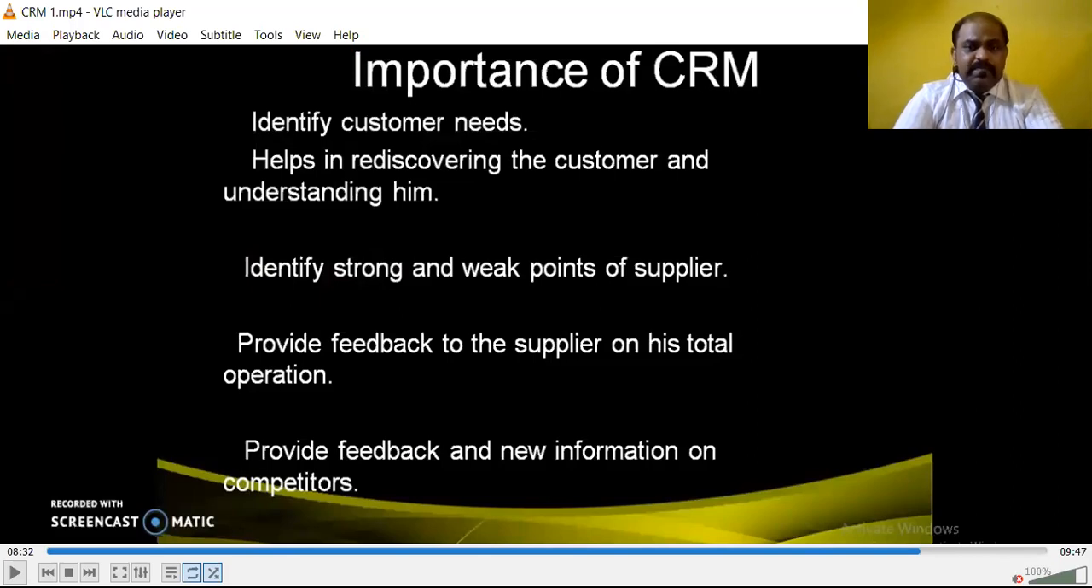The first importance is identify customer needs. You know the definition of marketing. Marketing is a management process of identifying, anticipating, and satisfying customers' requirements profitably. मैं फिर से रिपीट करता हूं. Marketing is a management process of identifying, anticipating, and satisfying the customer's requirements profitably.